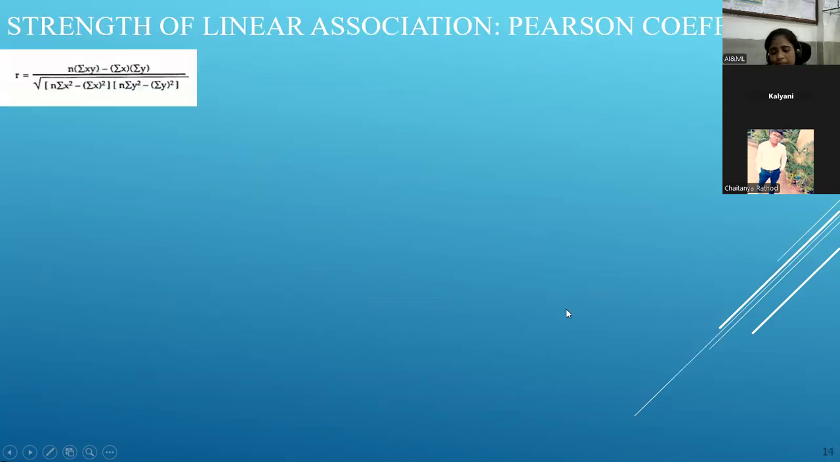Now, I have created my model. I had the data. I have tried to find the values of B0 and B1. Now, how do I check how good my model is? To check that, we have a parameter, the Pearson coefficient, which is a measure of the strength of linear association.